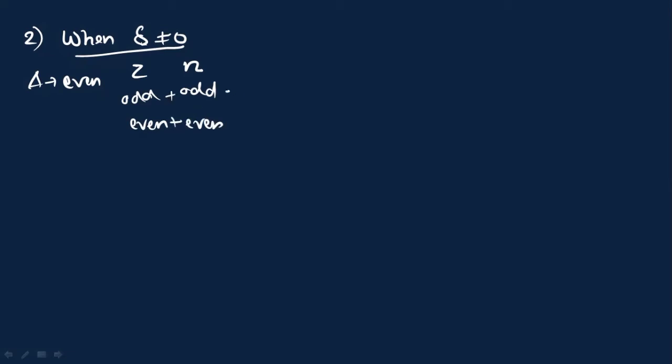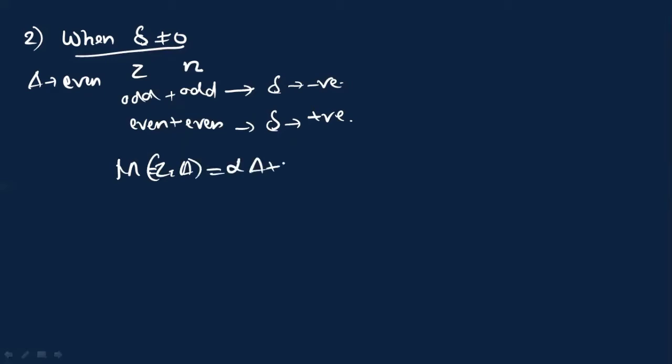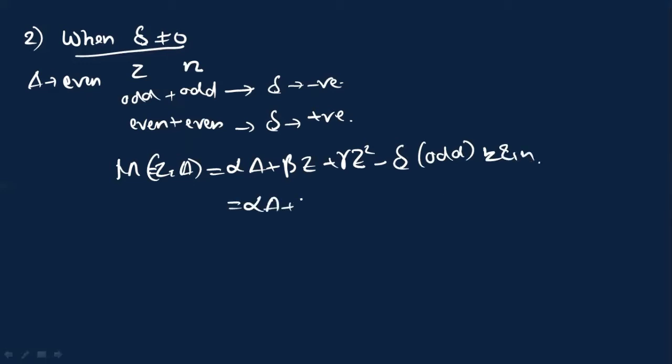In that case, only then their sum will be even. Now you see, when the number of protons and neutrons are both odd, in that case delta is negative. And when both are even, then the value of delta is positive. Right. So the formula for mass will be equal to alpha A plus beta Z plus gamma Z square minus delta. This is for odd Z and N. And it will be equal to alpha A plus beta Z plus gamma Z square.